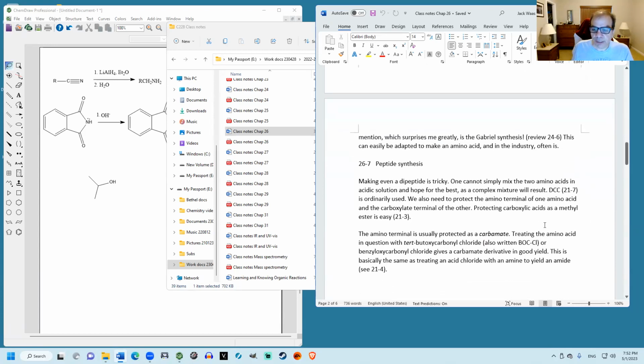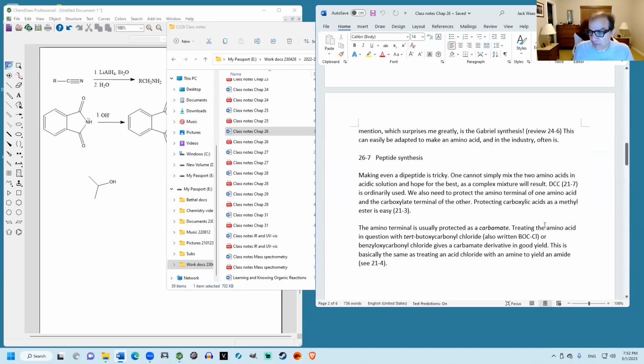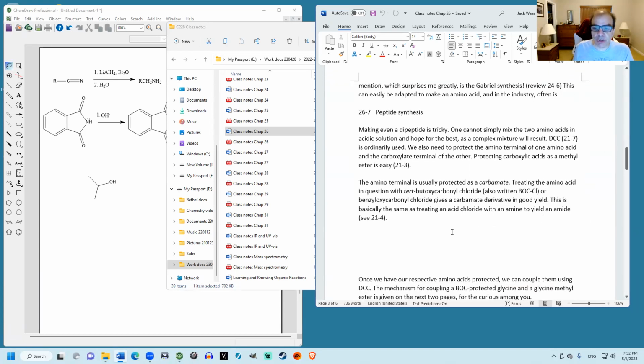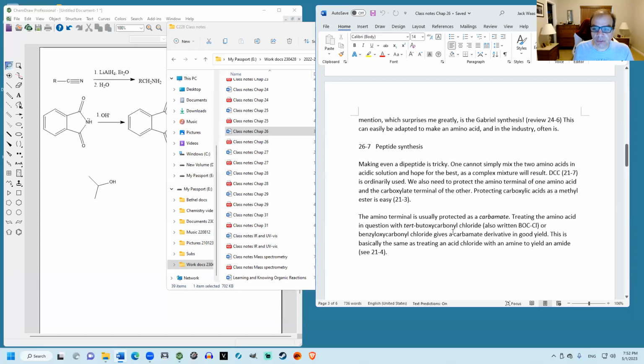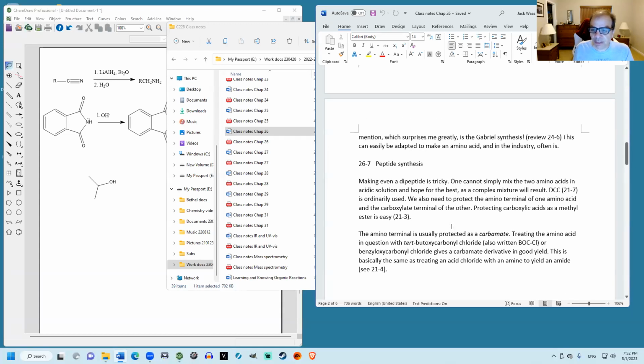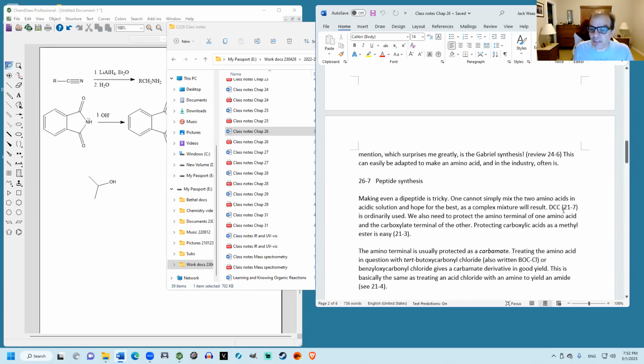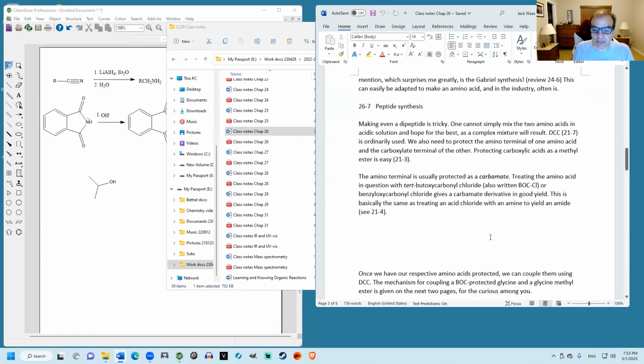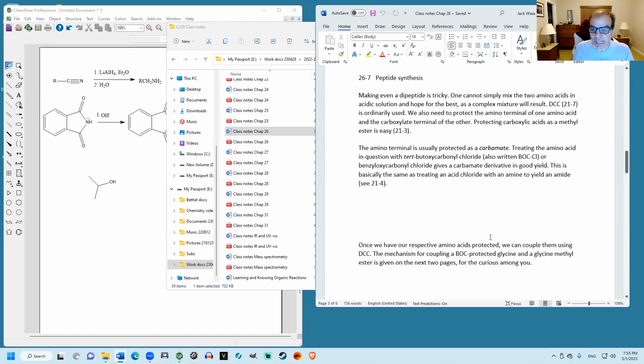And last of all, we talked a little bit about the strategy of making a dipeptide. You can't just throw 2 amino acids together and hope for the best. You're going to get a mixture. So we talked about protecting one of the amino groups, protecting one of the carboxylic acid groups, and then coupling them with DCC. That's pretty much the strategy. This is fully automated today, controlled by computers and automated on solid phase. So you can make, in principle, whatever polypeptide you want.